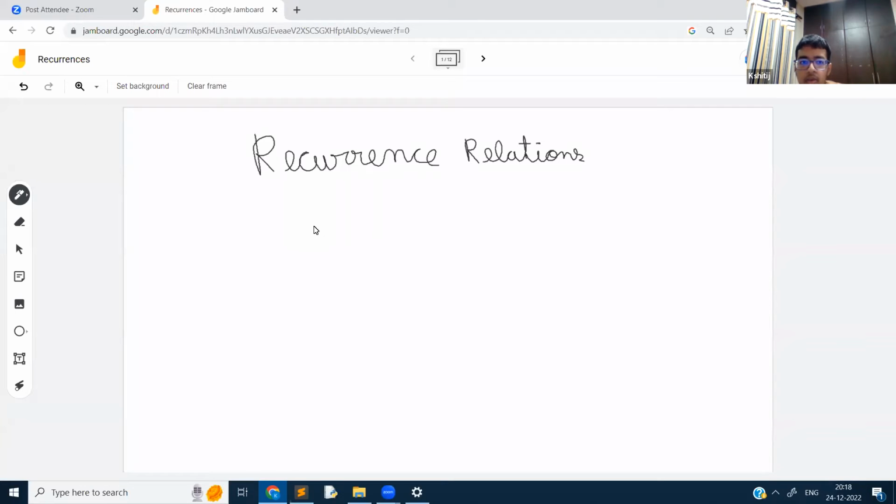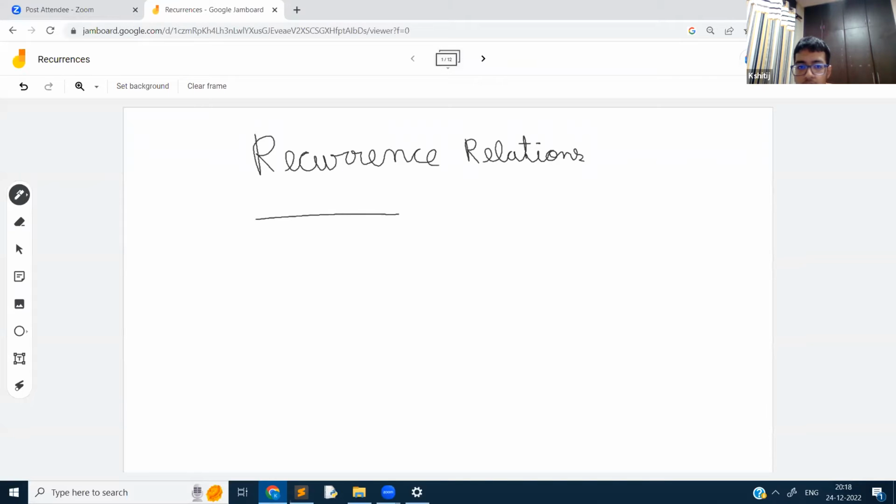Okay, so today I'm going to talk about recurrence relations. So what are recurrence relations? Suppose you are given a sequence, you have to find the value of the nth term. Recurrence relations help you to find the term using the previous n minus 1 terms. I will give an example.